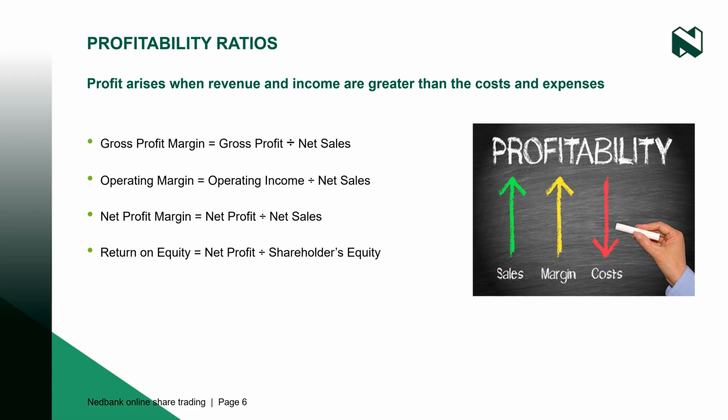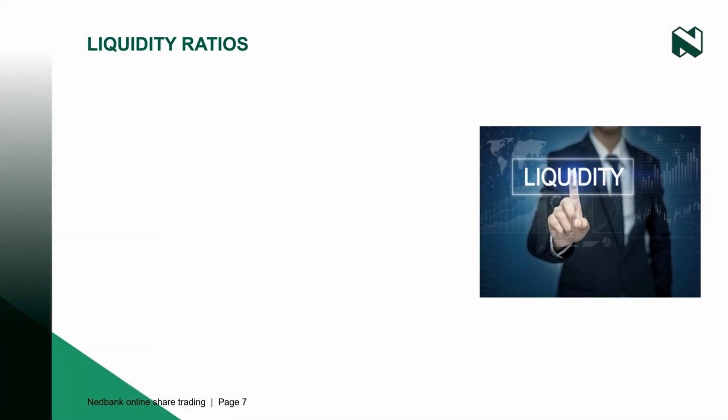Return on equity, which equals net profit divided by shareholders' equity. The shareholders' equity figure used can be an end-of-year figure or an average figure, depending on the need of the analysis. And finally, return on assets, which equals net profit divided by total assets. The total assets figure used can again be an end-of-year figure or an average figure, depending on the need of the analysis. Now let's look at liquidity ratios.